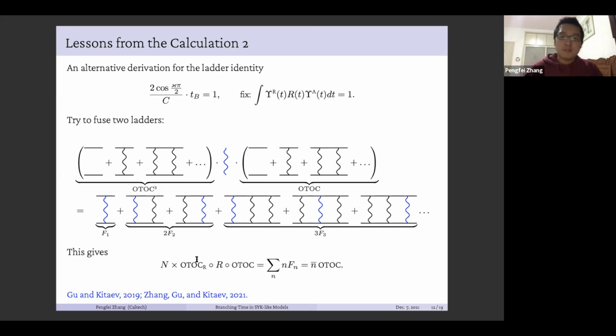So after attaching the retarded OTOC with the normal OTOC, we get such a formula, which is the summation over n times Fn. Such a summation is just what we have computed in the previous slides. It's proportional to the expectation value of the number of rungs, which is just the total evolution time over the branching time. So plugging that formula into this equation, we immediately get this relation for the Lyapunov exponent, the coefficient of the OTOC, and this branching time.